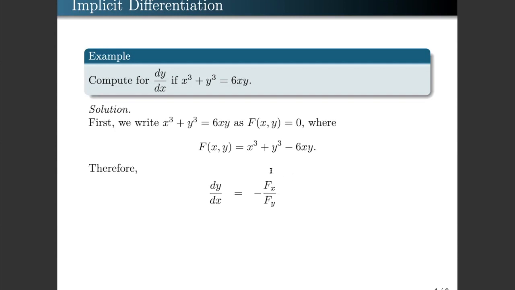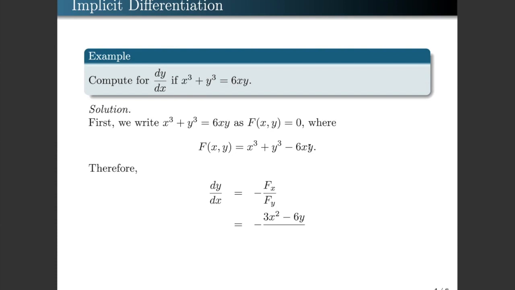So we just use this formula here. The derivative of y with respect to x is equal to the negative partial of f with respect to x divided by the partial of f with respect to y. So looking at this expression, the partial of f with respect to x is 3x squared minus 6y.